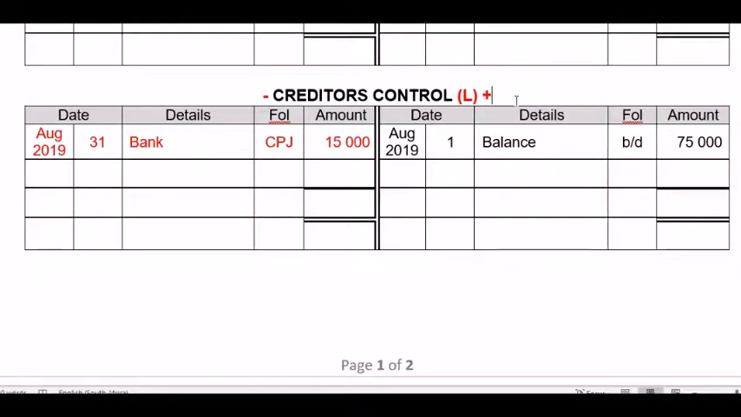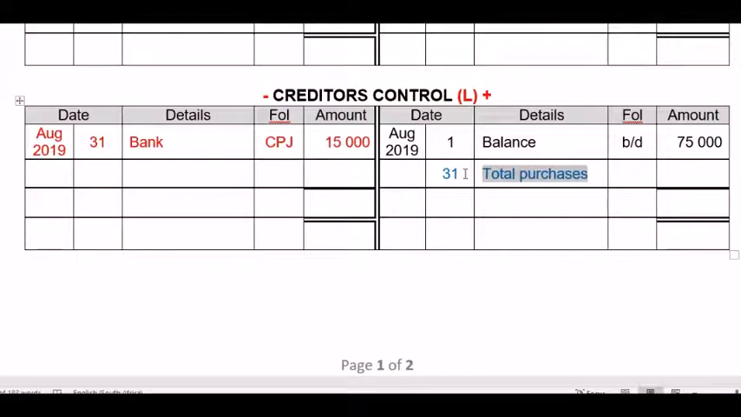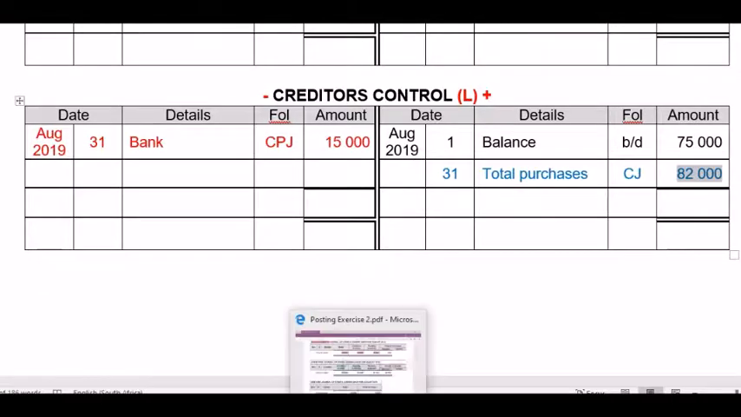So on the credit side, you will have to write the 31st. Now we've bought different types of things without paying, but we don't list them all individually because creditors control is the main column in the CJ. So we just say total purchases. Please don't write total payments, because the whole idea of the CJ is that we haven't paid yet. The journal we are busy with is the CJ and the value was 82,000 Rand.